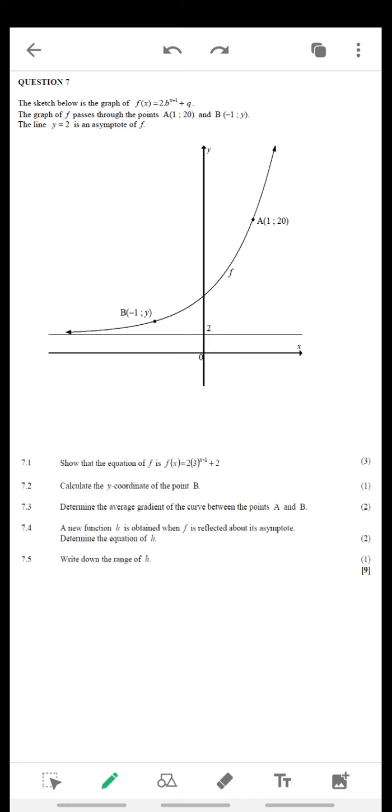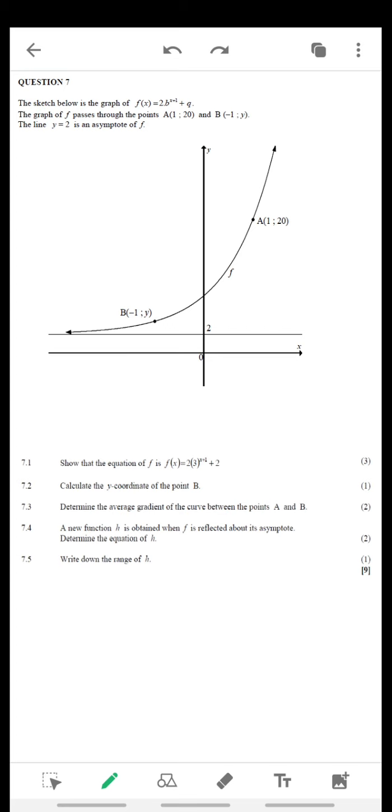The sketch below is the graph of f of x equals 2b to the power x plus 1 plus q. Remember, q is the horizontal asymptote. So in this case, I notice that this is the horizontal asymptote and it's equal to 2. Okay, so the graph of f passes through the points A and B. But look at B, the y value, we don't know it. Okay, and both B and A are points that lie on the function. So you can always substitute them in the equation for f if we are looking for an unknown.